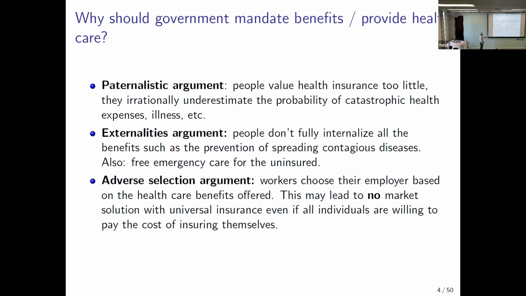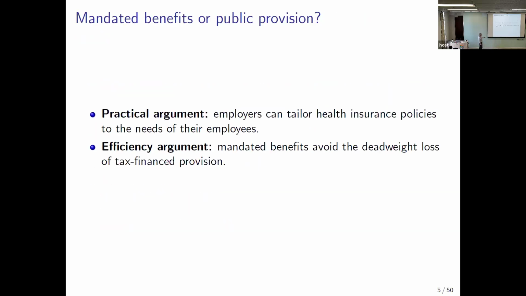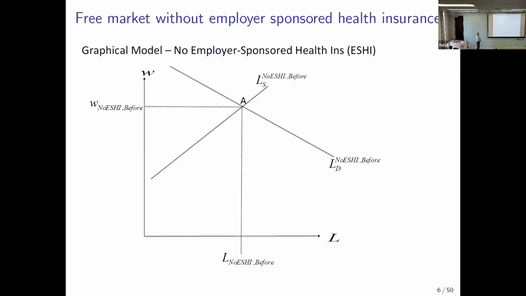So the question is, how do you analyze the welfare effects of the three options? One is the government does not get involved in health insurance. The second is the government gets involved, but not through public insurance provision, but through mandated benefits: employers are required to provide health insurance to their workers, paid for, of course, by the firm. The third option is public provision, paid for by taxes collected from the employer.